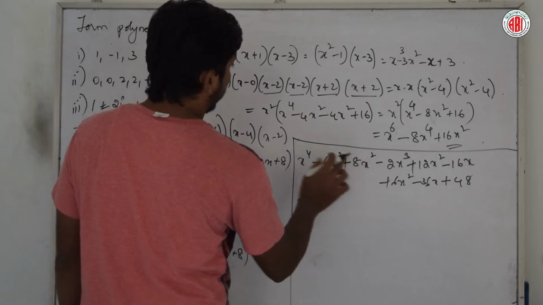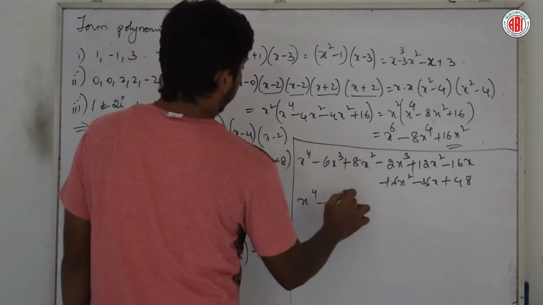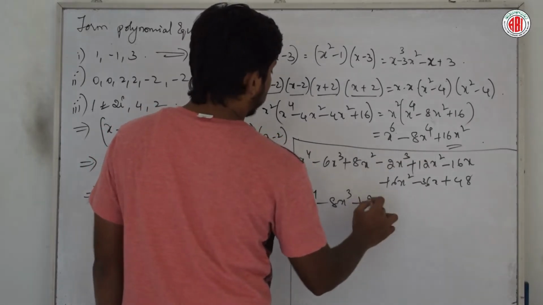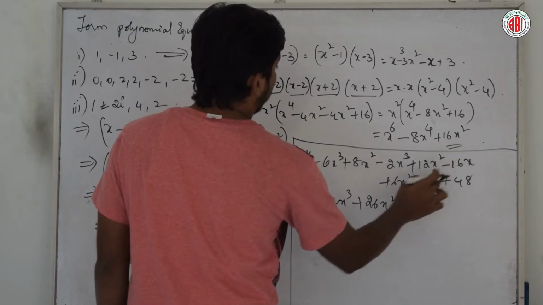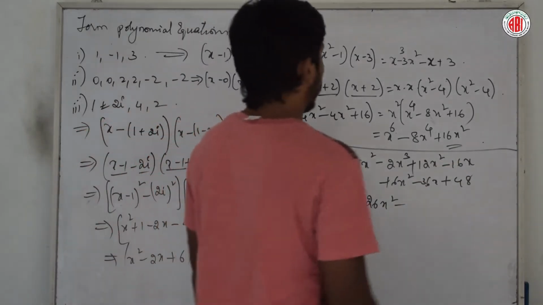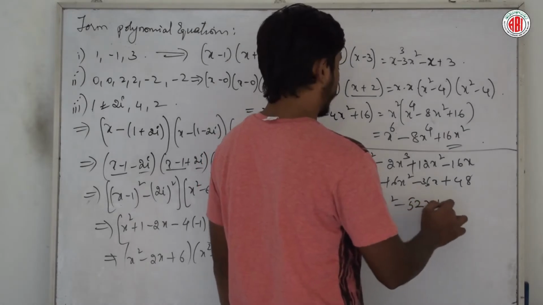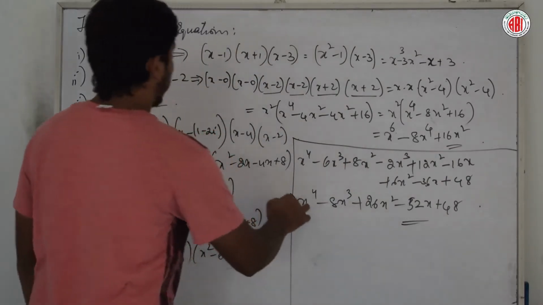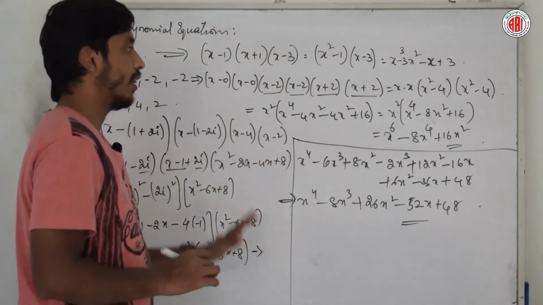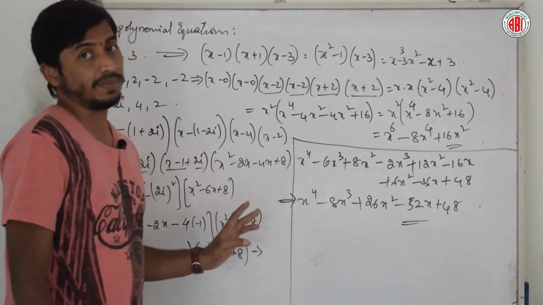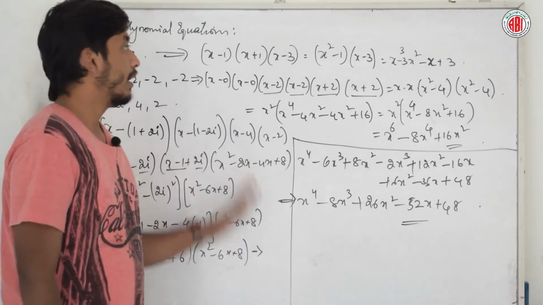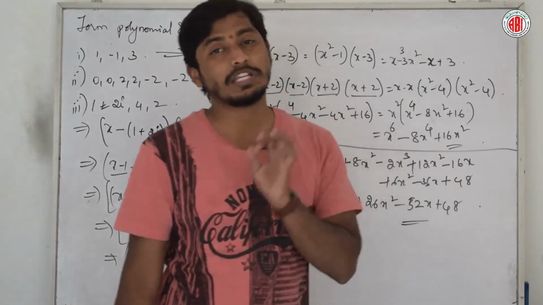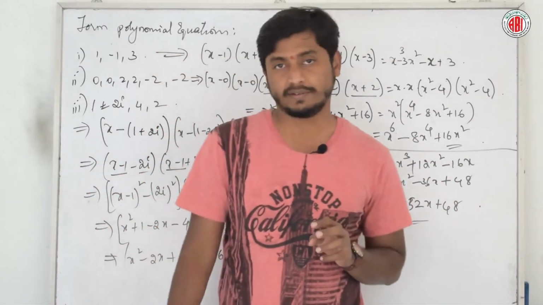So x power 4 minus 6 minus 2 is minus 8x cube, and the next 12 plus 8 is 20, 26x square, and here minus 16 minus 36, that is minus 52x plus 48. Okay, you have to cross check each and everything. If you have any mistakes also, that's okay, but make sure that you don't do any kind of mistakes. Is it okay? Is it right? So this is forming a general equation when 2 or more roots are given.